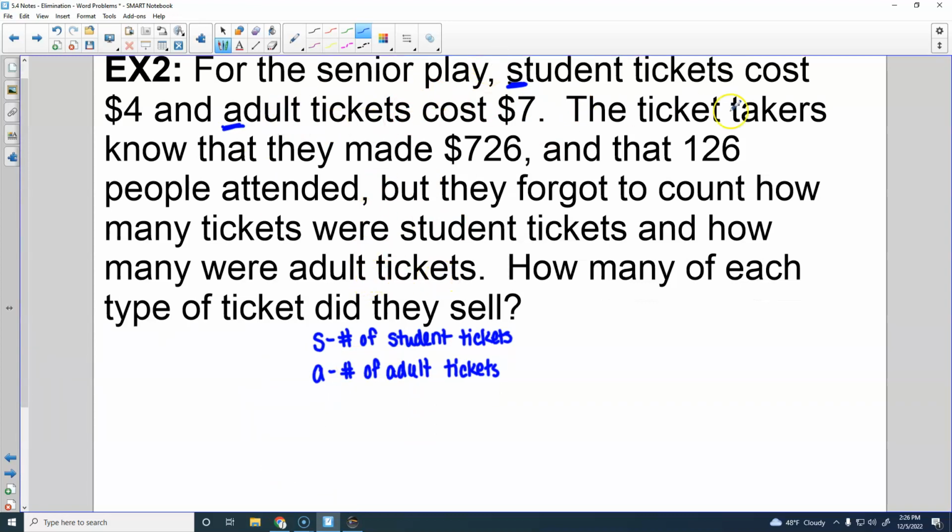So let's write our first equation where we care about the value of each one, right? So student tickets cost $4, adult tickets cost $7, and I know they took up a total of $7.26. So $4 student tickets would be 4S, and adult tickets are $7, so we'd have plus 7A. Okay, so make sure you write this down. And that equals the total amount of money that they made, which was $7.26.